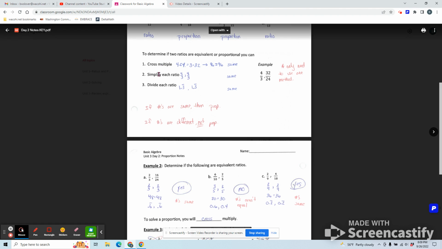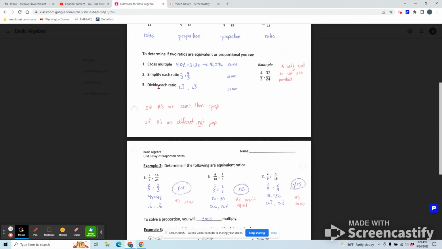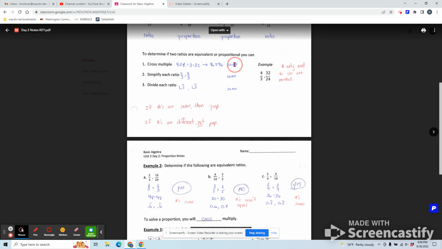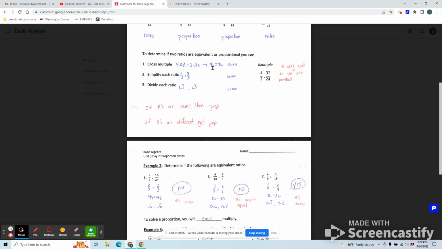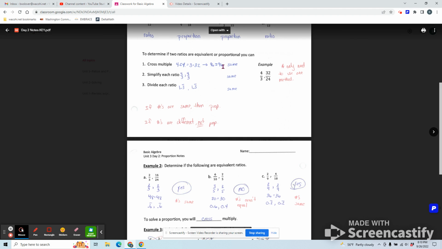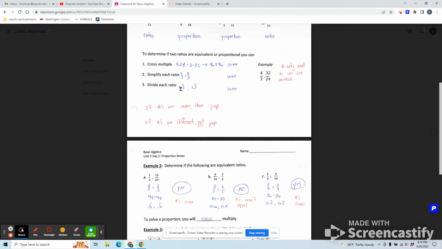No matter which option you choose to see if something is proportional, it will give you the same answer. So all of these were true statements. They're not all the same number. 96 is not the same as 4/3, which is not the same as 1.3 repeating. But these two, 96 equals 96. 4/3 and 4/3. 1.3 repeating, 1.3 repeating. So those are the same. This example is proportional. If the numbers were different, then they would not be proportional.